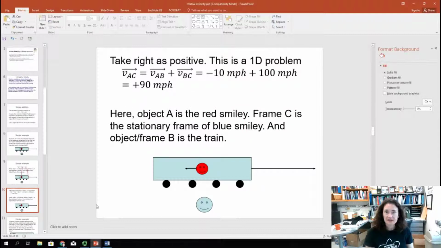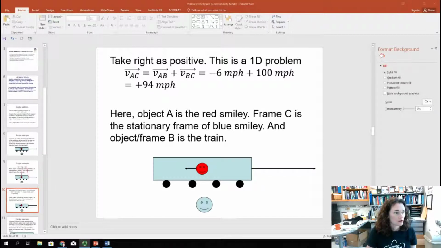So of course we're going to take the standard convention, which is to the right is positive. This is a one-dimensional problem, just to start off with something easy. So to the right is a positive quantity, and to the left is a negative quantity. And we don't have any other directions to worry about, so we're done there, okay? So V_AB, that is 6 miles per hour towards the back of the train, so that's negative 6 miles per hour.